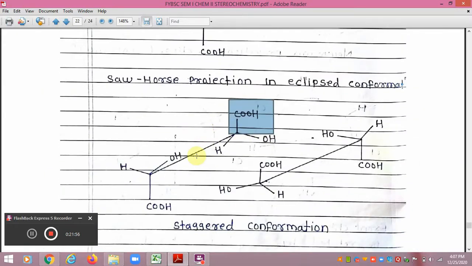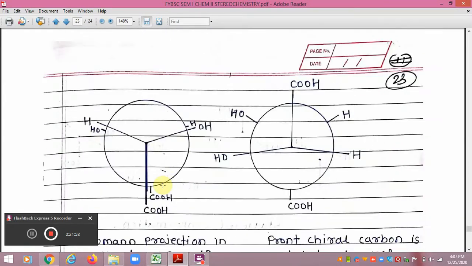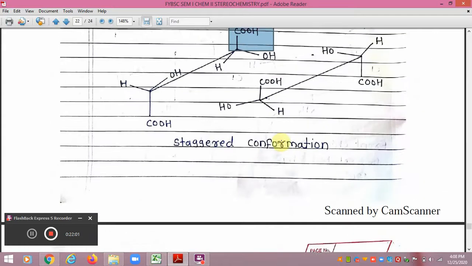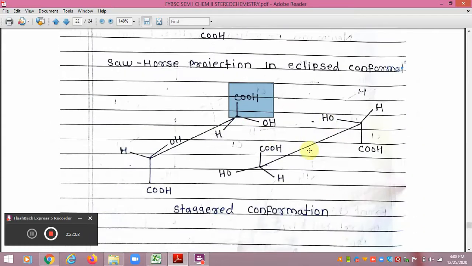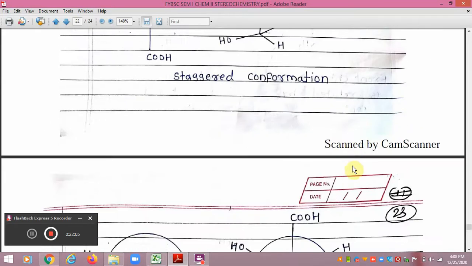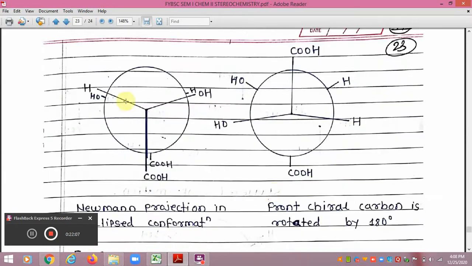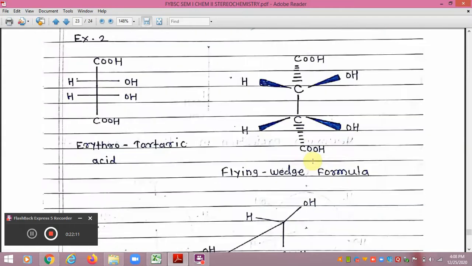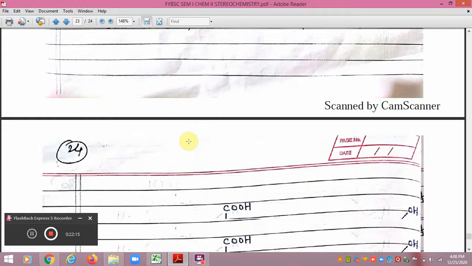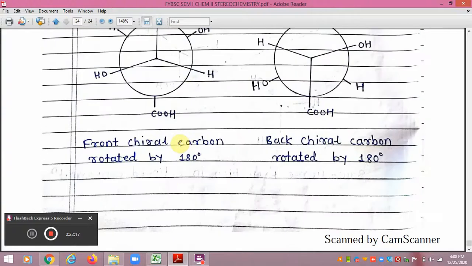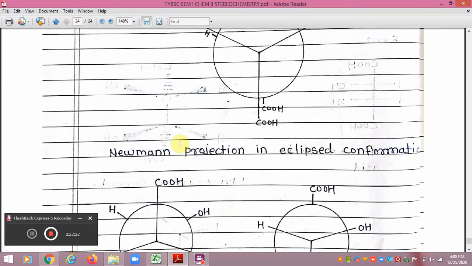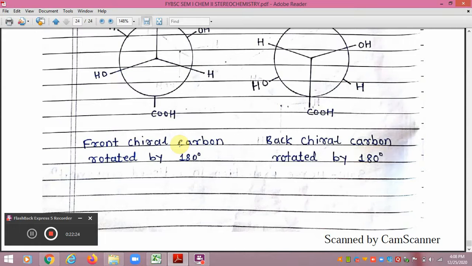COOH is pointing in the upward direction. Now here it is pointing in the upward direction. So this is the eclipsed conformation, this is the staggered conformation. The same thing can be applied for tartaric acid. Already we talked about how we can convert this Fischer projection into the flying wedge formula, flying wedge into sawhorse, and sawhorse into Newman projection.